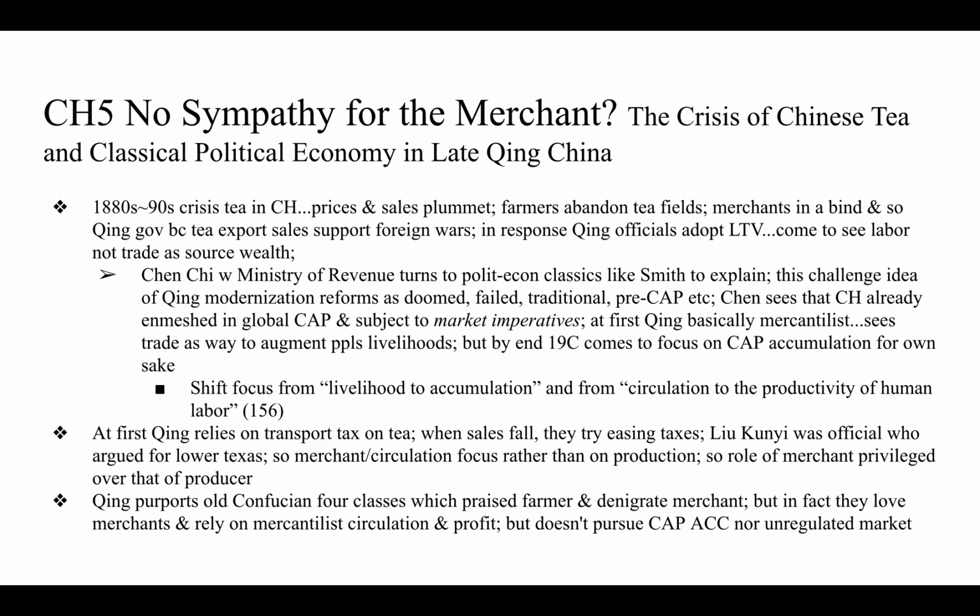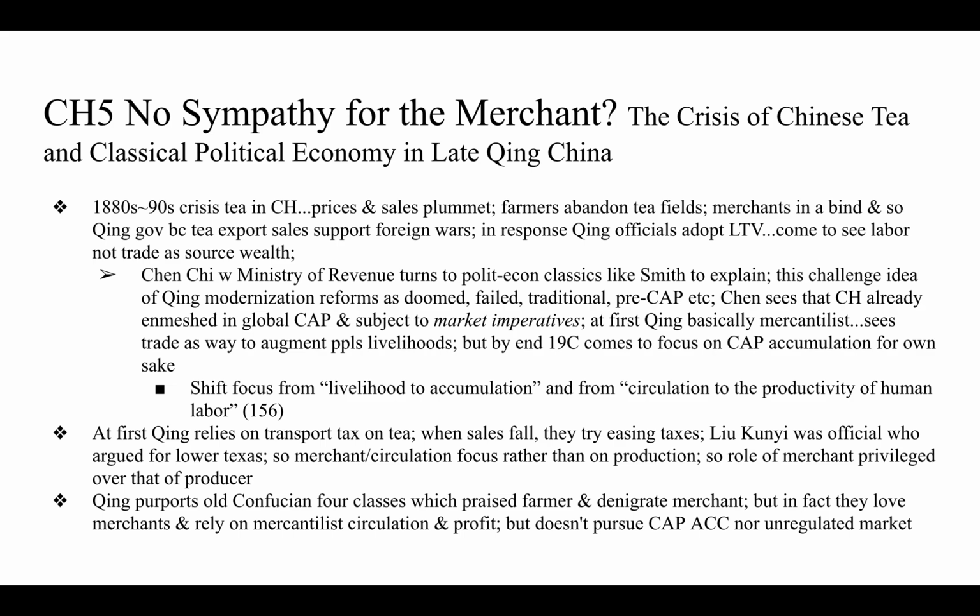Now, individuals like Chen Qi adopting ideas of Adam Smith, for example, challenged the idea of Qing modernization reforms as doomed, failed, traditional, or pre-capitalist, etc. Chen also saw that China was already enmeshed in global capitalism and subject to market imperatives. So at first, the Qing dynasty was basically mercantilist. It saw trade as a way to augment people's livelihoods.